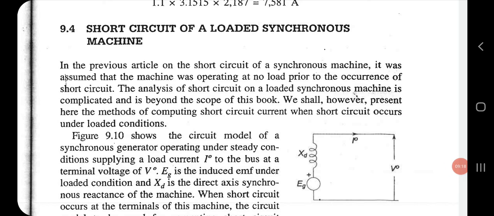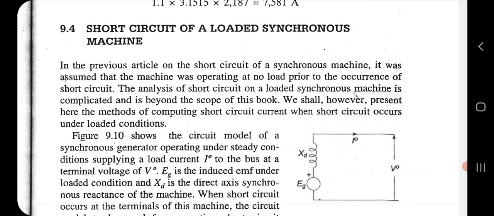The next topic is short circuit of a loaded synchronous machine. Till now we were working on a synchronous machine which was at no load. Now let us see what happens when a short circuit occurs when the synchronous generator is loaded.